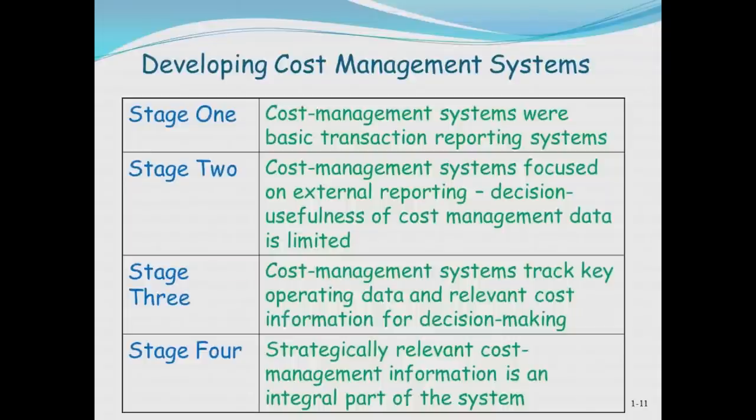So the development of cost management systems over time has migrated from relatively simple systems to far more complicated and important systems. The first stage of developing a cost management system was really just reporting on basic transactions. Second was to start to have decision-useful information. And then it gets more and more decision-making capability, until where we are today, which is strategically useful and integrally part of the management process.